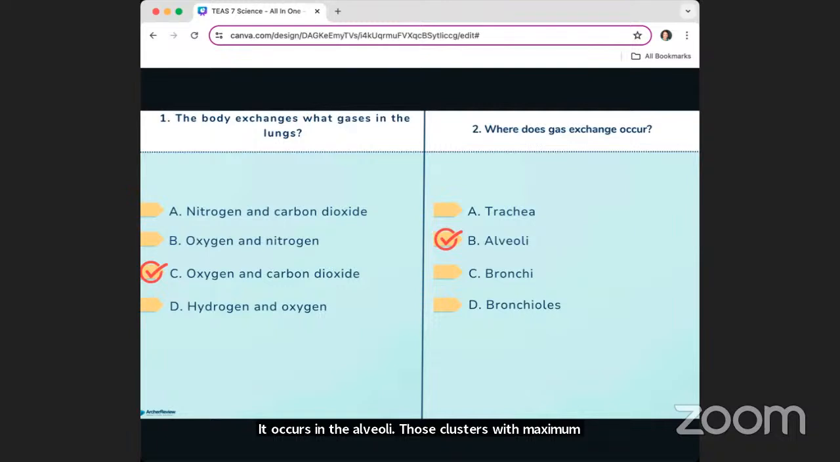Remember, option A, the trachea is the windpipe. It carries the gases to and from the lungs. The bronchi are those first tubes that divide the lungs from the left and the right, and the bronchioles, just more smaller tubes, but they all eventually reach the alveoli. That is the site for gas exchange.